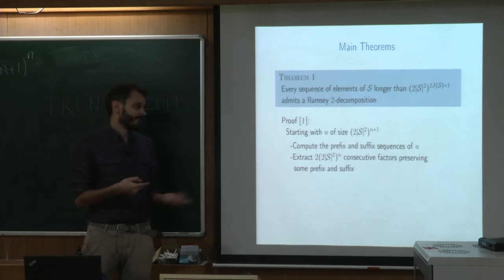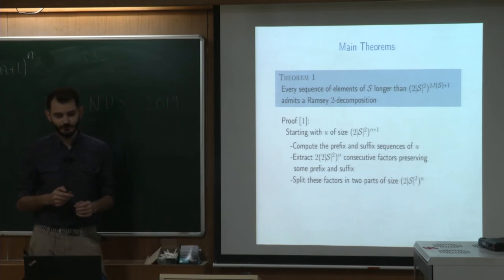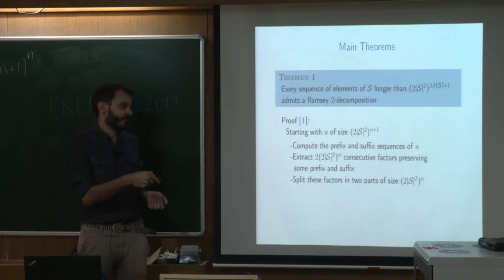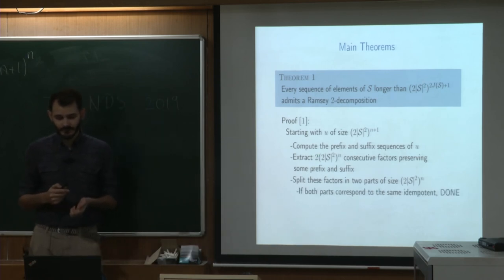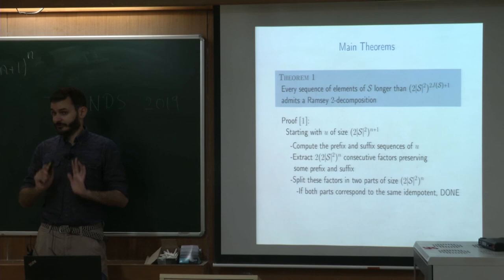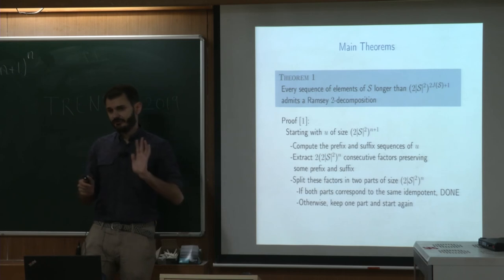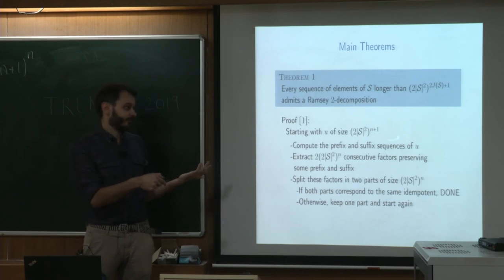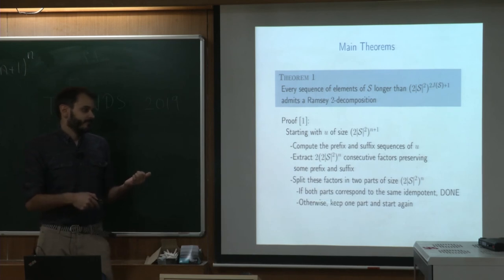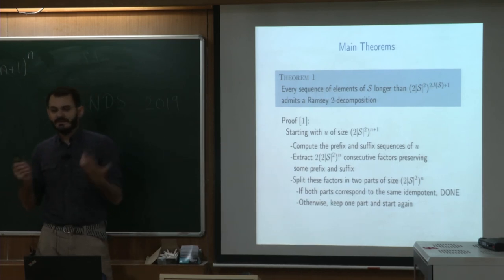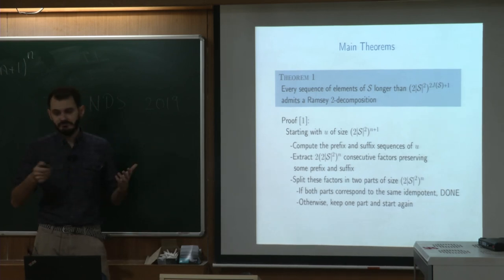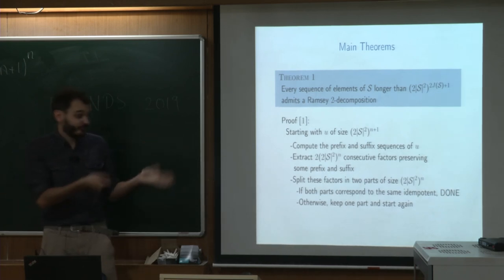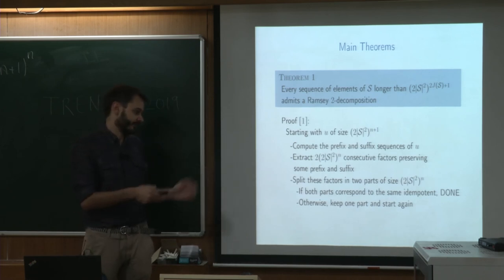Once you have all these consecutive factors, you just split them into two parts. So each part has the size this divided by 2. If both parts correspond to the same idempotent, we're done. We have a Ramsey 2 decomposition, so we're happy. And if it's not the case, I just keep one part and I start over again. So n here decreased by 1. So from n plus 1, I went to n. Here I say keep one part. Actually, you cannot keep whichever, but defining which part to choose would be complicated. I mean, it's just technical. It's actually not complicated at all, but yeah.